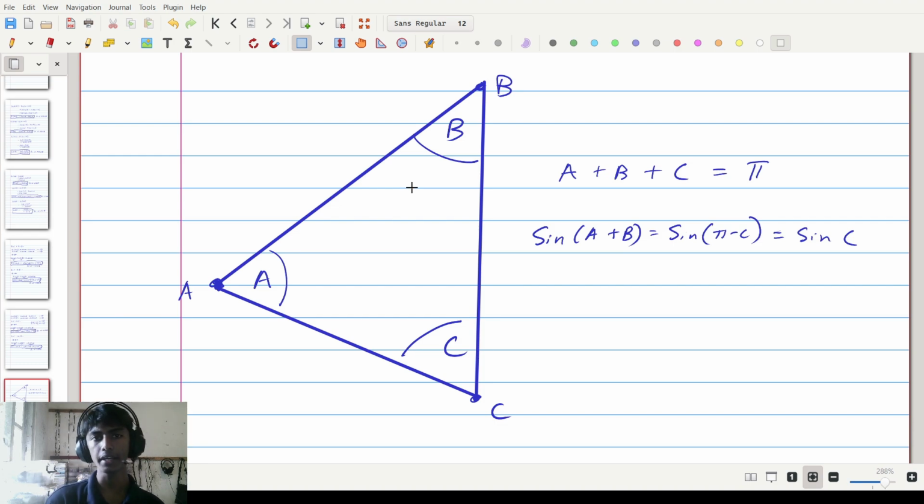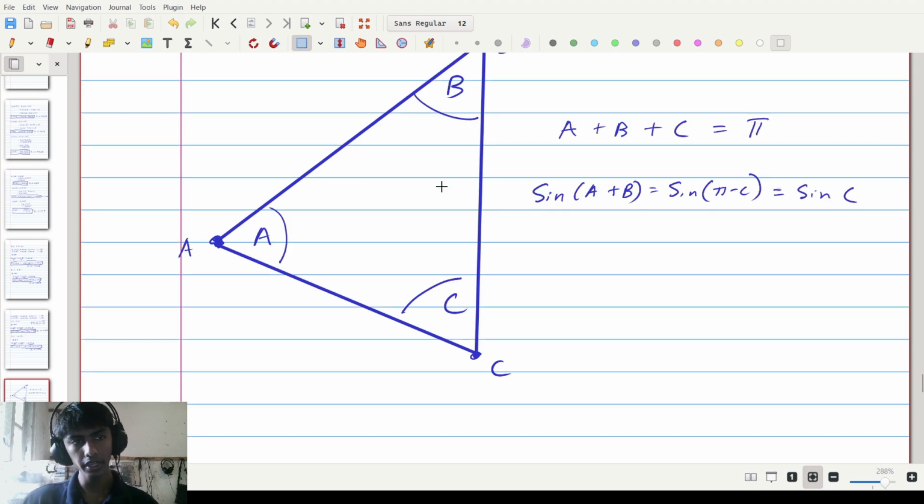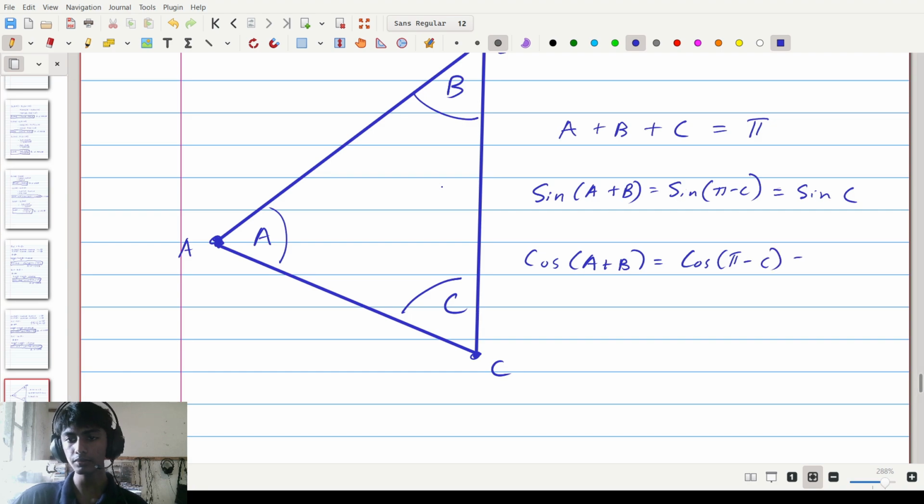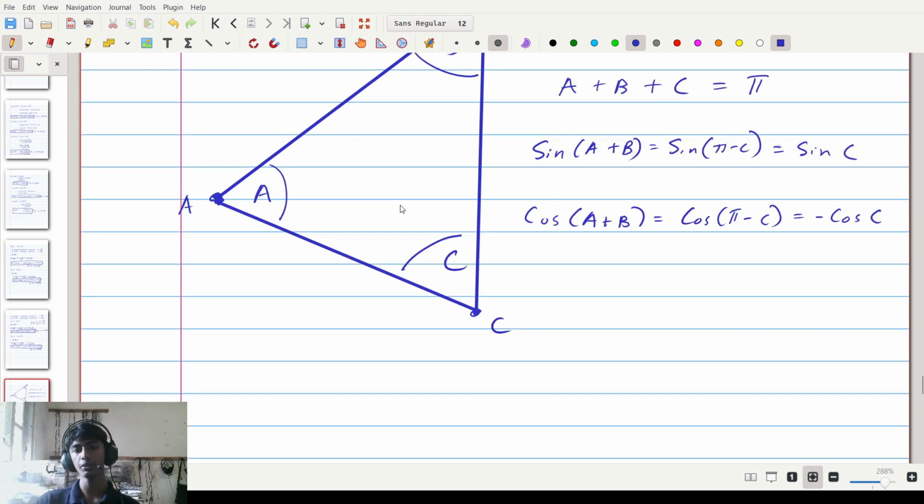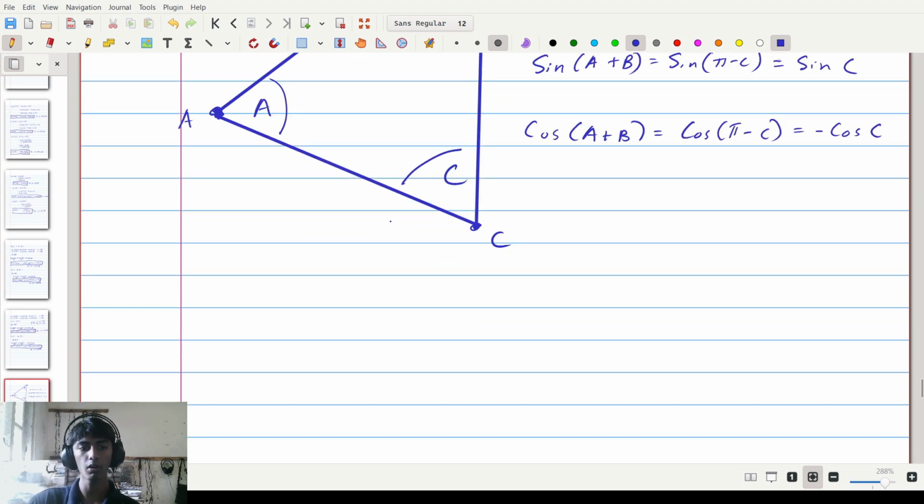This is one identity. Now we can do this for cosine also, but cosine will not give us something as nice. The cosine of A plus B is the cosine of pi minus C, which is actually the negative cosine of C. And we can show this if we again use the formula of cosine of A minus B. So cosine of A minus B is equal to cos A cos B plus sin A sin B.